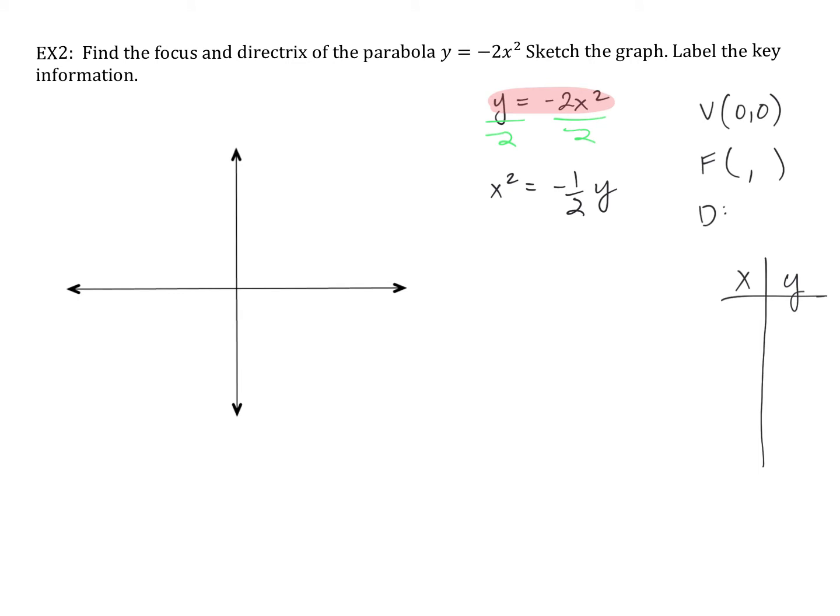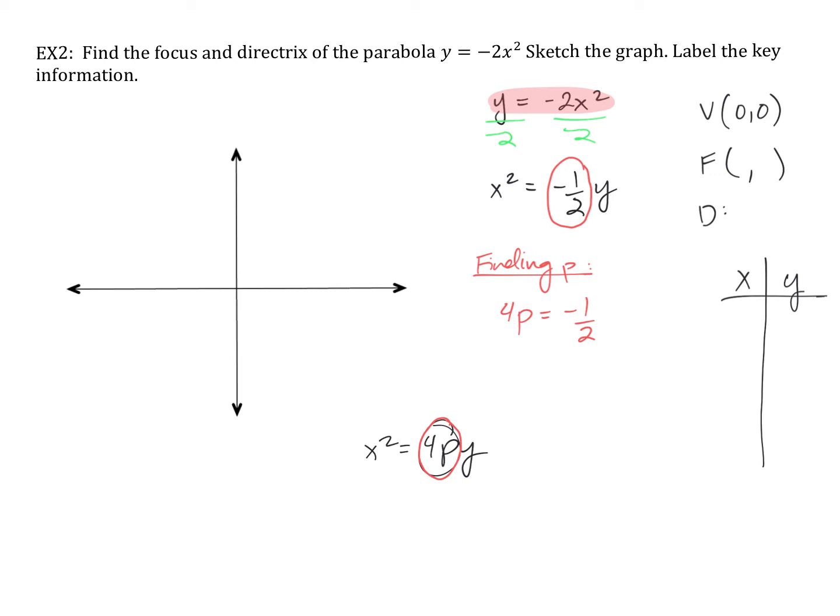Well, as usual, in the generic equation, we want 4py. So we want something times p equal to y. How do I find that? Well, we're going to be a little sneaky here. We're going to go finding p. What we know is this value here somehow has 4 times a number to equal that. How do we find that number? Well, let's just create an algebraic equation. We'll say 4p equals negative half.